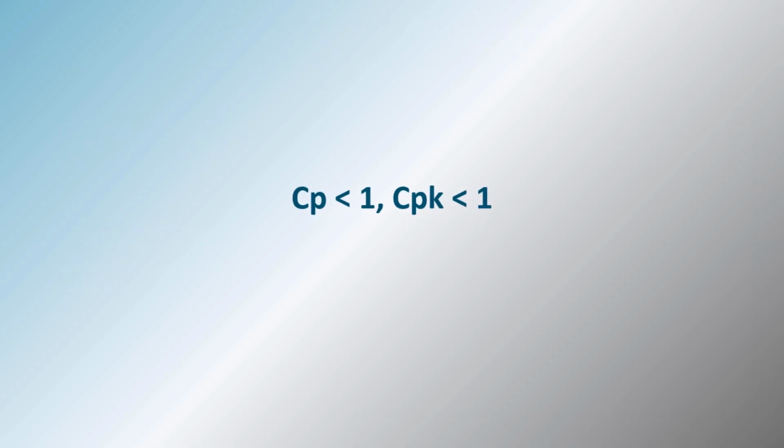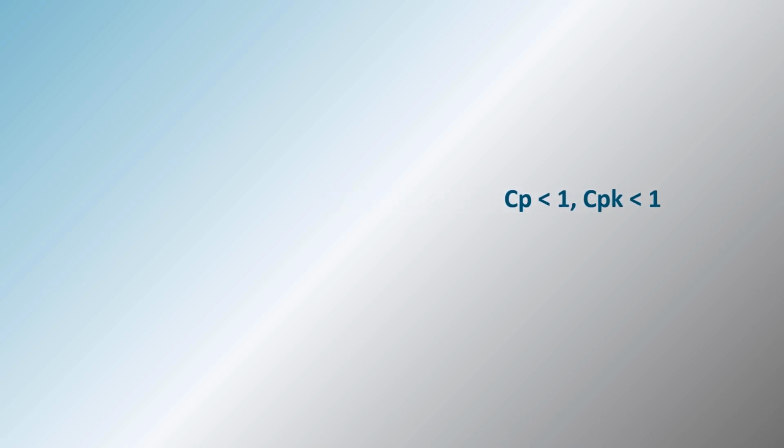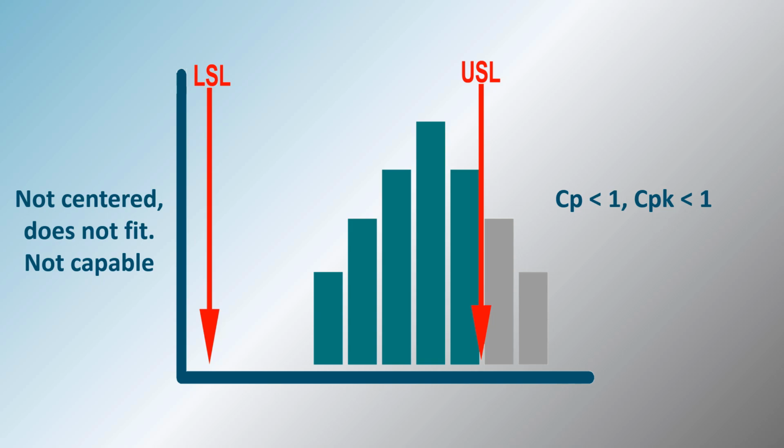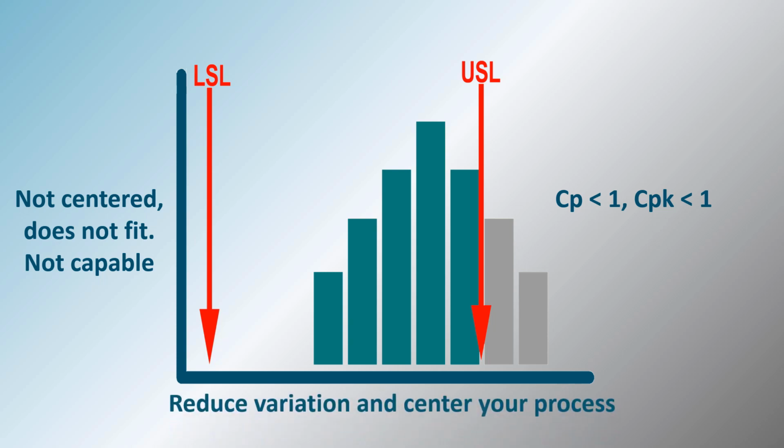If you have a CP value of less than 1 and a CPK value of less than 1, your histogram will appear off-center, and the data will fall outside of the upper and lower specification limits. This is not a capable process. Reduce variation and work on centering your process between the specification limits.